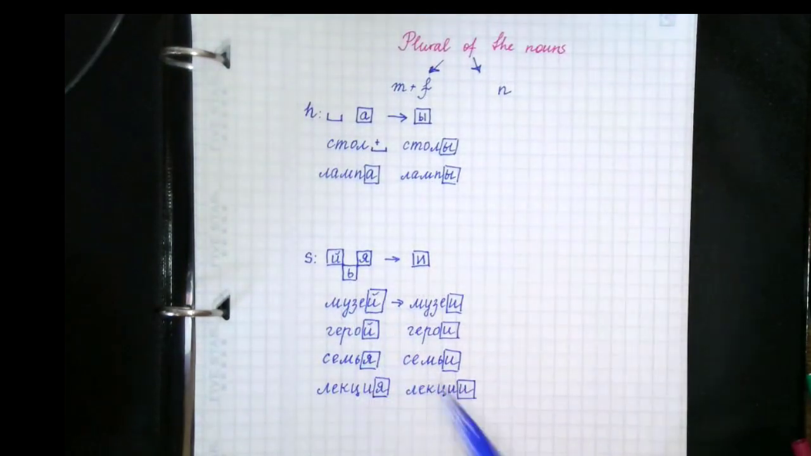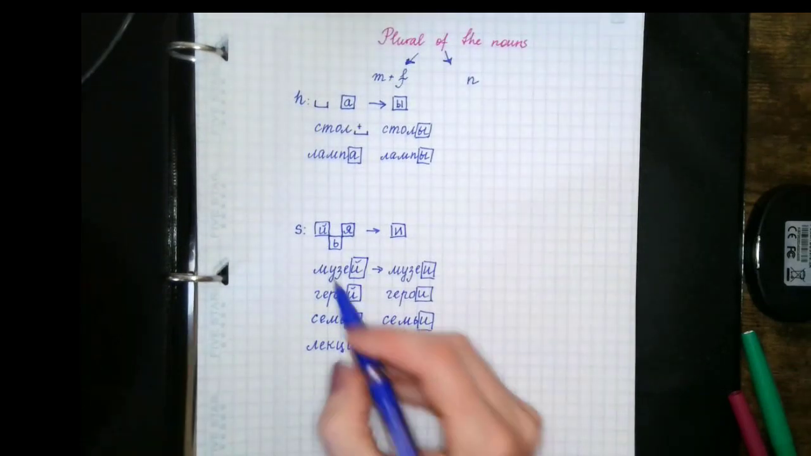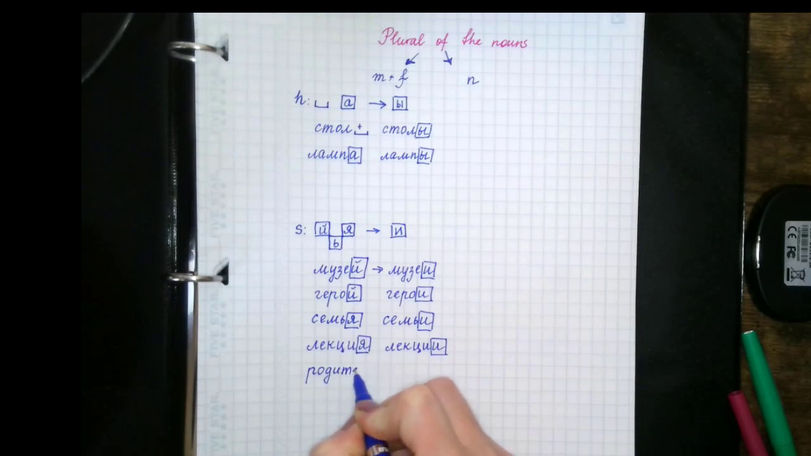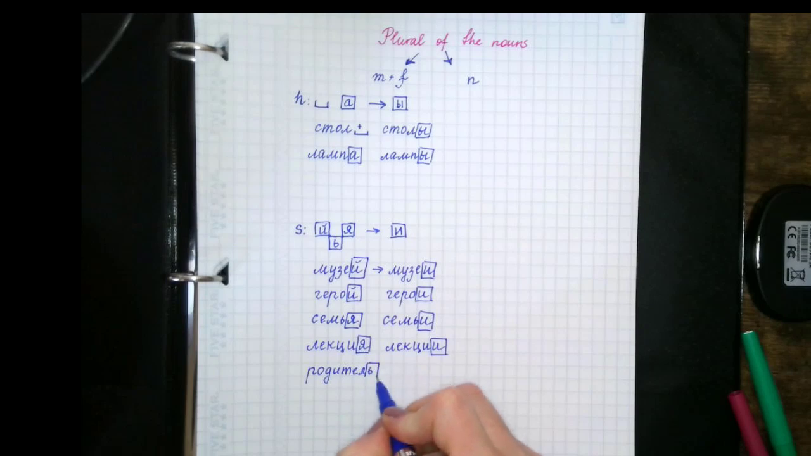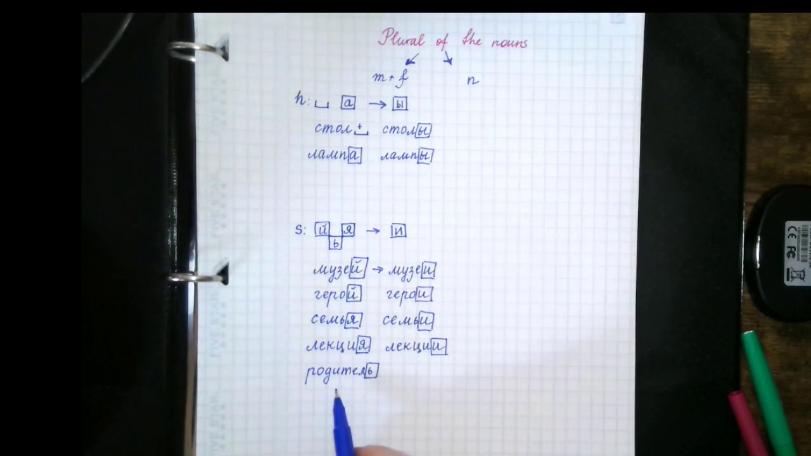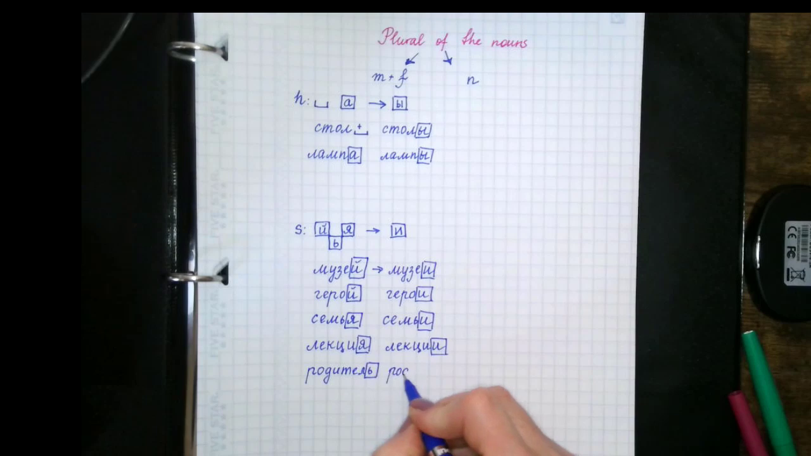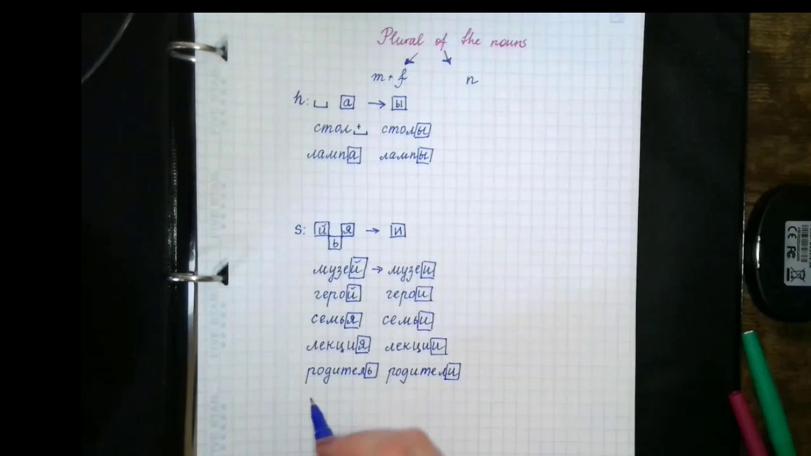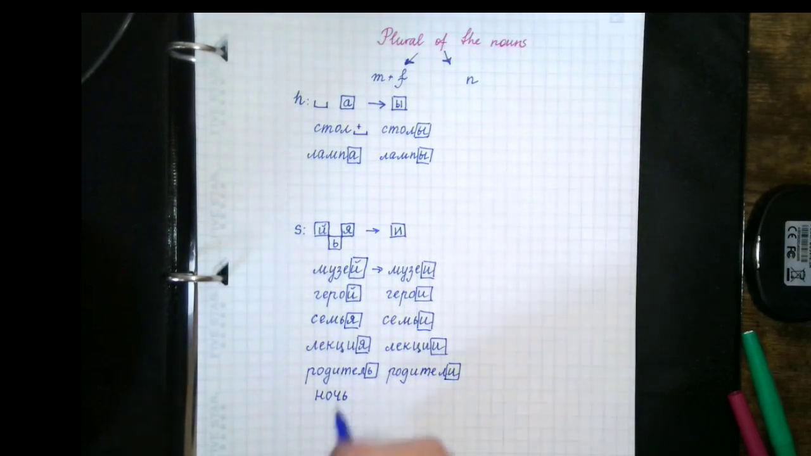And finally, let's take a look at soft sign words. For soft sign, let's take a word родитель, which means a parent. So it ends in a soft sign, and the noun is masculine. So once the soft sign disappears, we will have родители, parents. Now let's take a feminine word that ends in soft sign, and let's take a look at ночь. Means night, like nighttime, and to say nights will be ночи.